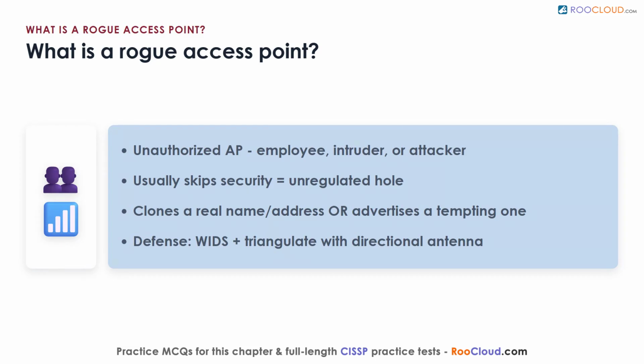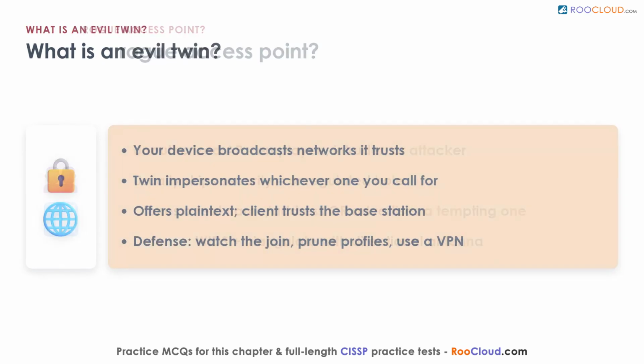Another simply advertises an inviting name to attract fresh visitors. Your defense is to run wireless intrusion detection and hunt these down, often triangulating the source with a scanner and a directional antenna. Picture a fake toll booth set up on a road to collect from unwitting drivers. How is an evil twin sneakier than an ordinary rogue?